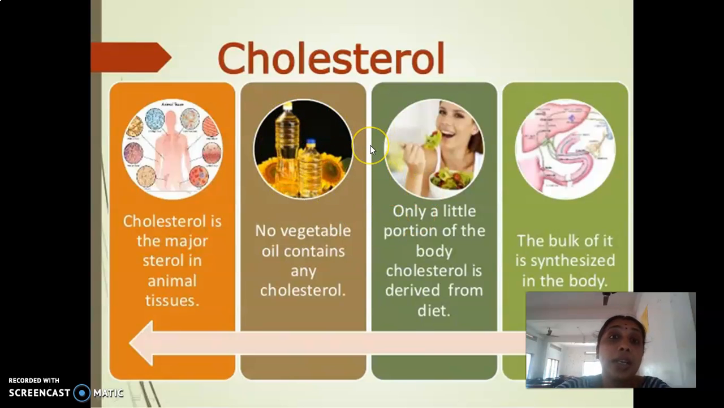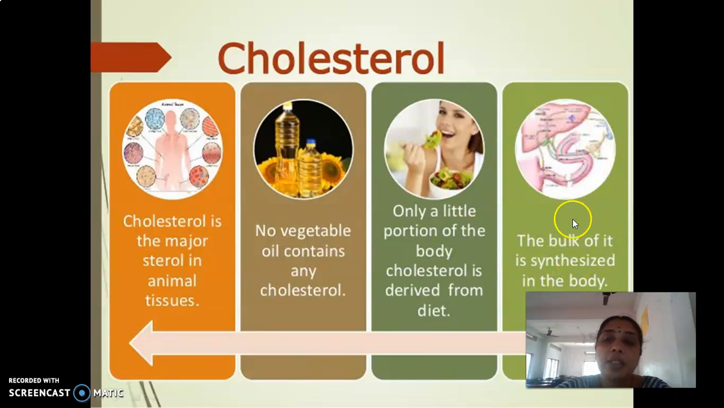Why should we take vegetable oils? Yeah, of course, one is that it is rich in polyunsaturated fatty acids, and another reason is that it has the least amount of cholesterol, right? And actually half of the daily requirement is met from the diet, and the remaining half is actually synthesized by the body, right?